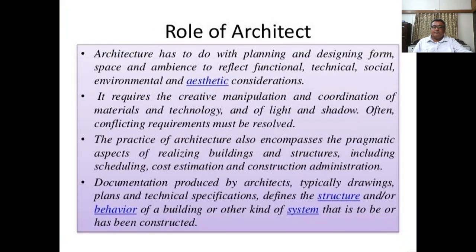Role of architect. Architecture has to do with planning and designing form, space and ambience to reflect functional, technical, social, environmental and aesthetic considerations. So these are the roles of architecture. It requires the creative manipulation and coordination of materials and technology and of light and shadow. Often conflicting requirements must be resolved.